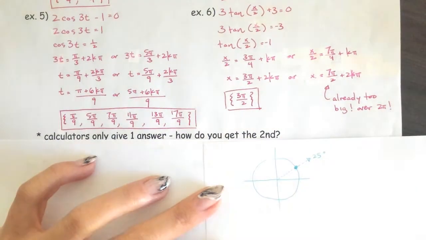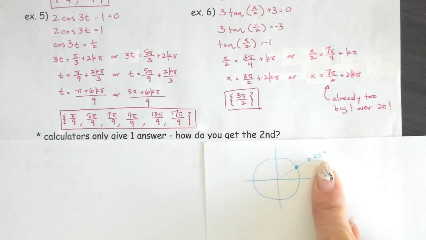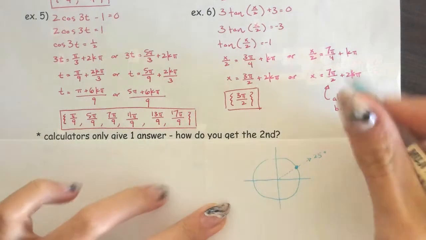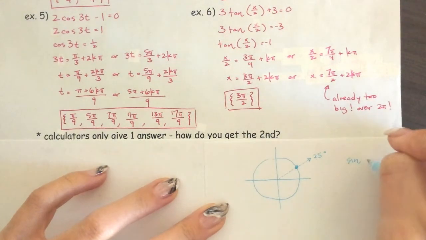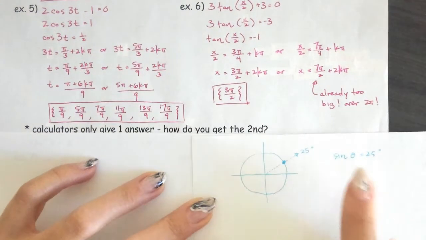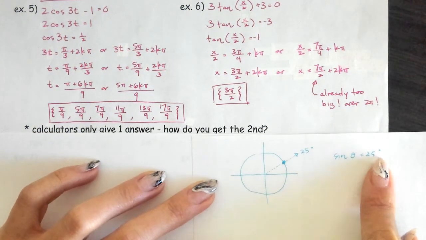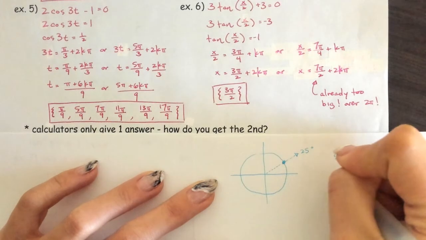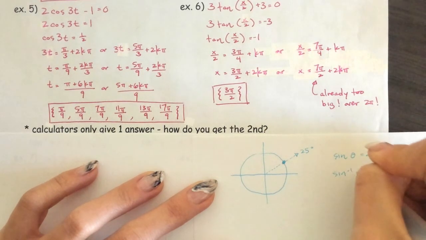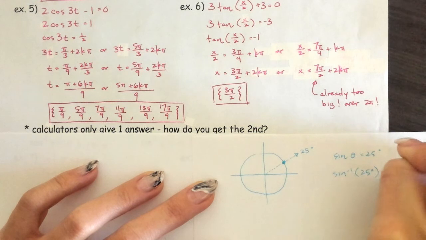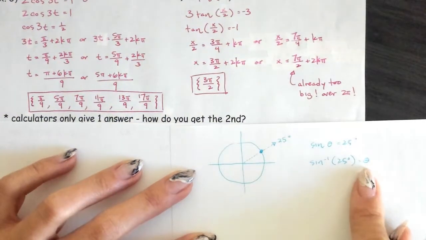So let's say you have 25 degrees. Okay, let's say you have something like sine of theta equals 25 degrees. Okay, so this is fine. You can go ahead and use your calculator, and you can do sine inverse of 25 degrees, and that'll give you one answer for theta.